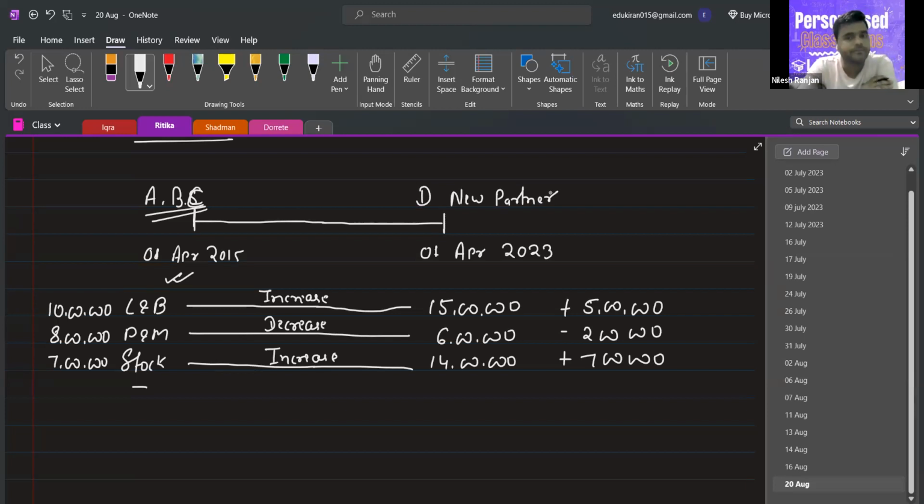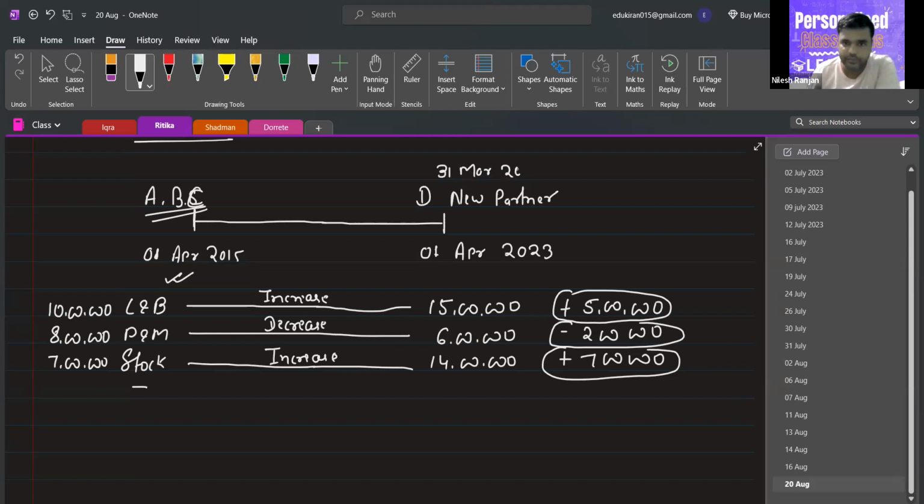Now, just tell me, leave the A, B, and C. Just tell me that this profit on 1st April 2023, this profit is calculated. Yes, sir. And D is admitted on 31st March 2023, that is 1 day before revaluation.